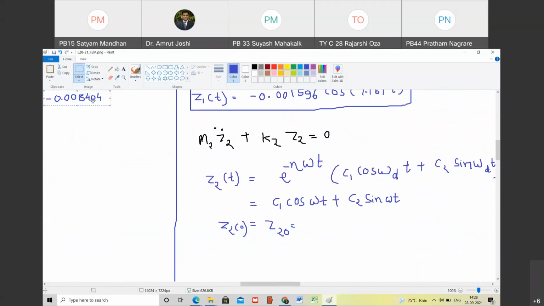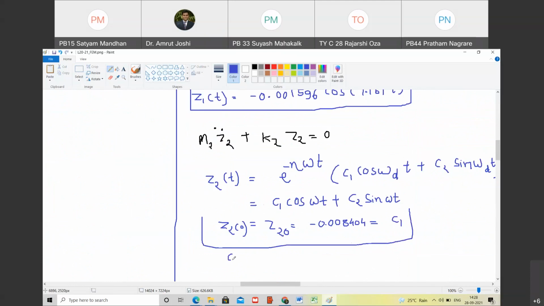Yes, sir. So let me write that down here. And what must Z2 be equal to? This must be equal to C1, because the sin omega t term is going to vanish when we substitute t equal to 0, as sin 0 equals 0. So we got the value of C1 as this one. Happy? And on similar lines, you will see that C2 is going to be 0.